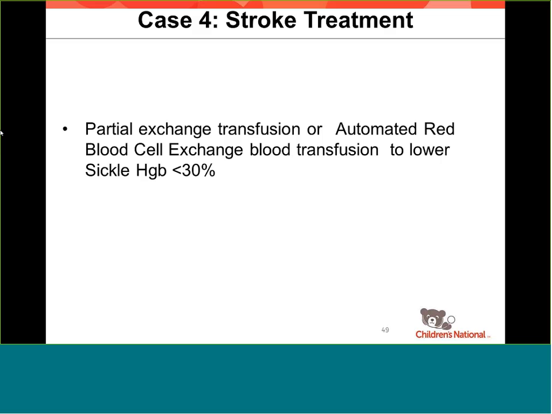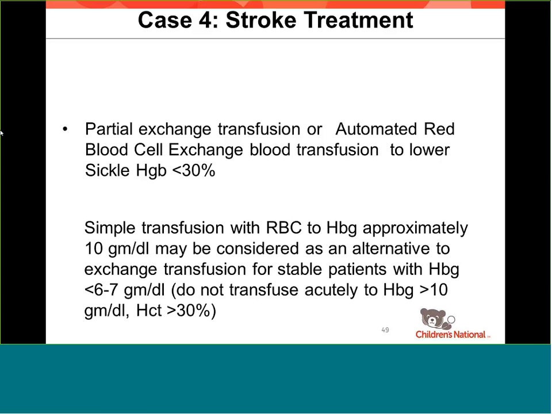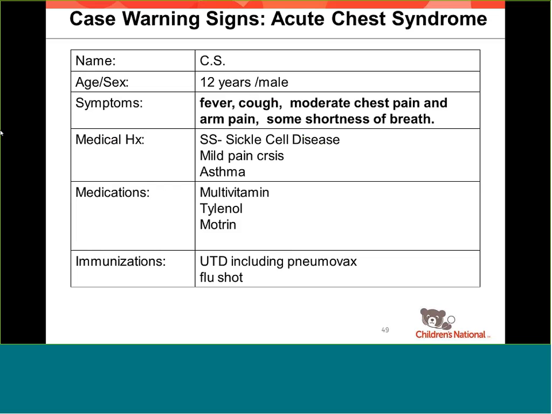Mention that. Stroke treatment, we do partial exchange transfusion or automated red blood cell transfusion to lower the sickle cell percent to less than 30%. We usually do that with our blood bank and our transfusion medicine colleagues. Simple blood transfusion we usually do up front as an alternative to exchange transfusion for stable patients, but we usually don't try to transfuse above 10. So we do that as a temporizing measure until we do the exchange transfusion.